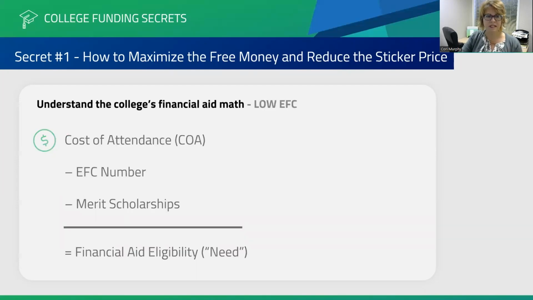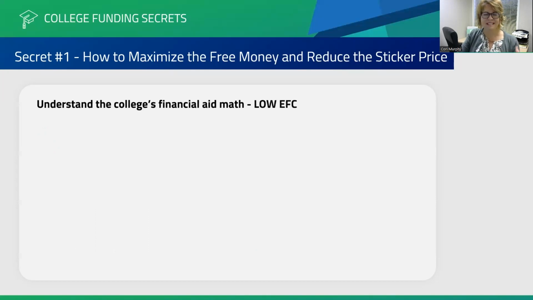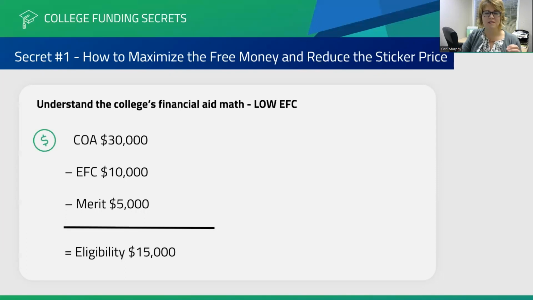Okay. Let's dive a little deeper. What does all of this mean? Okay, if our EFCs are low, and remember it comes from income and assets on the financial aid forms. So let's say our EFC is $10,000. Okay, this is an in-state public school, it costs $30,000. They're going to subtract our EFC of 10. They're going to give us a merit award of 5. So we have a remaining eligibility of $15,000. So we qualify for $15,000 of financial aid.